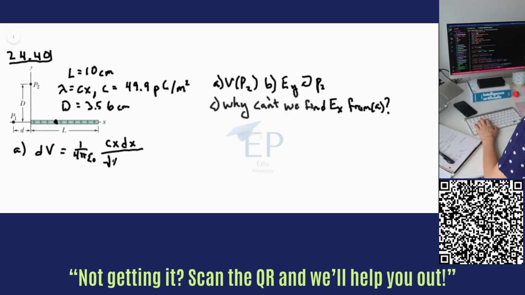1 over 4 pi epsilon naught. And so our dq is going to be lambda dx, cx dx, and our r is going to be the square root of x squared plus y squared. So here we have the integral of this.